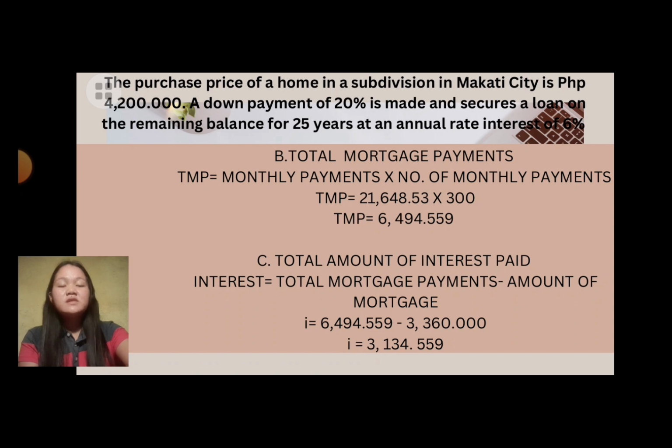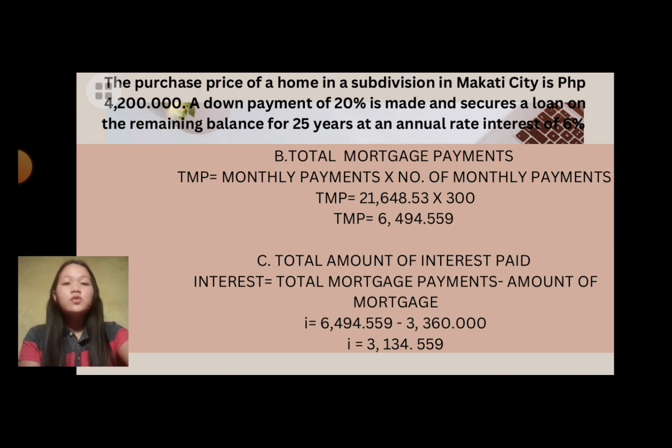The number of total payments can be found if you multiply the years, which here is 25, by the payments per year, which is 12. So 25 times 12 is 300. That is the total number of payments. So multiply it by the monthly mortgage payment, which is 21,648.53 cents. That will give us a result of 6,494,559 cents. So that is the total amount of the mortgage payment that the borrower made for 25 years.